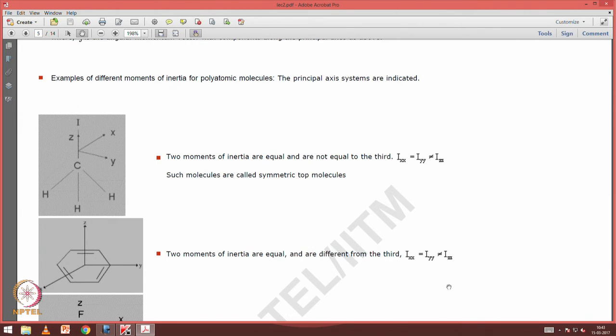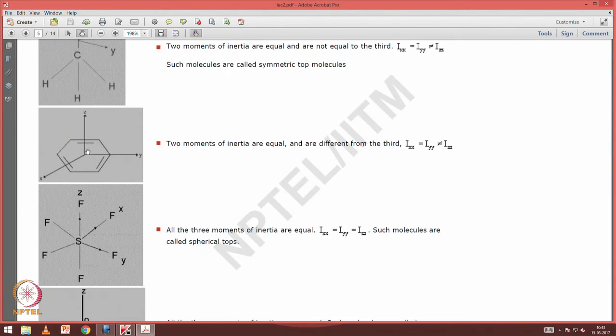Another example of a symmetric top is the benzene molecule, in which the center of mass is right at the center of the benzene ring, and then you can see the three axis systems x, y, z, and you would notice that the moments of inertia about the x axis and the y axis are the same, but they are different from the third, the z axis moment of inertia.